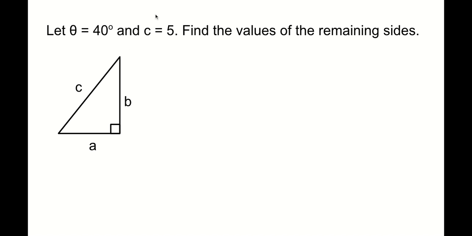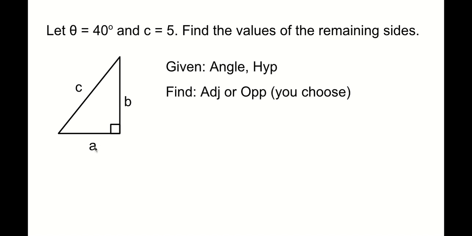All right, so again, let's go through our steps. What are we given? We're given an angle and a hypotenuse. So now we have to figure out what we want to find. We want to find either the adjacent or the opposite side, depending on where I put the theta, and you have to choose. We have to find everything anyway, so you pick. For some reason, I decided that I want to do opposite, and I put the 40 degrees right down here. You can put the 40 degrees up here if you want. It makes no difference. So I decided to put the 40 degrees at the bottom left corner, and I want to do opposite.